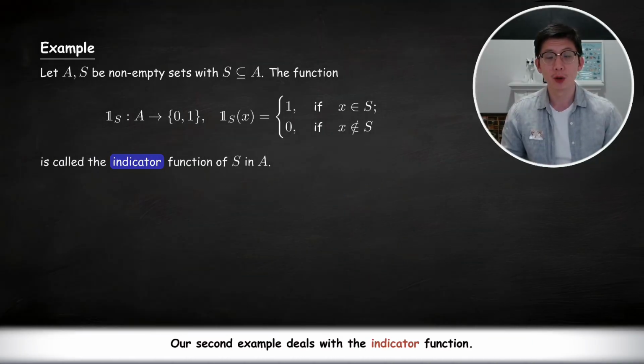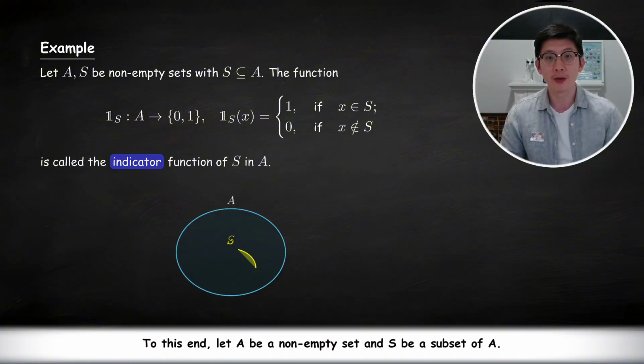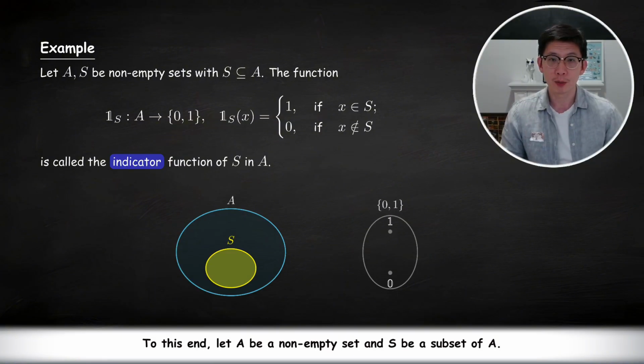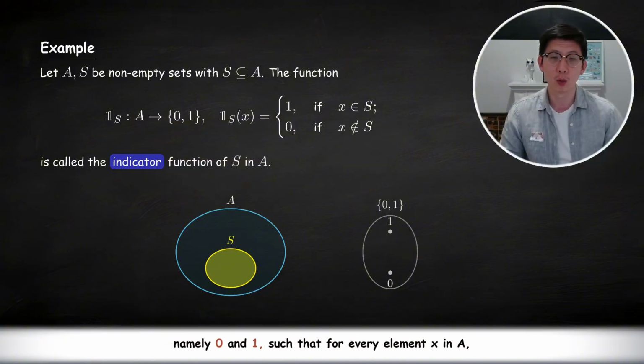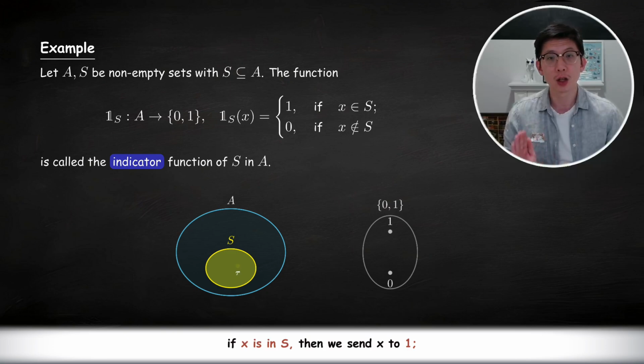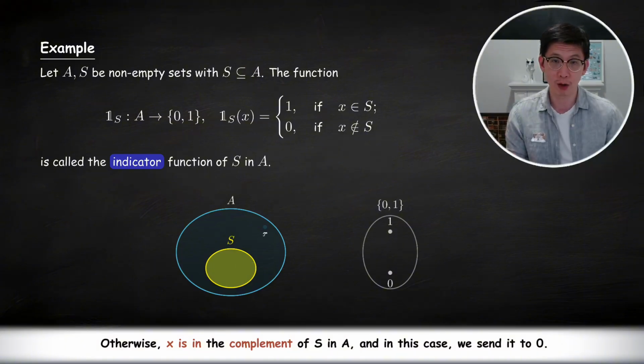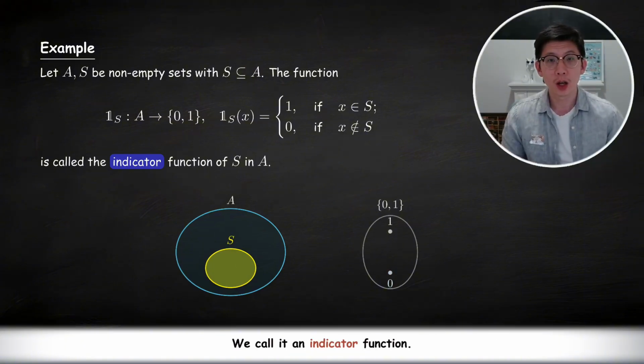Our second example deals with the indicator function. To this end, let A be a non-empty set and S be a subset of A. We construct the function from A to a set consisting of only two elements, namely 0 and 1, such that for every element x in A, if x is in S, then we send x to 1. Otherwise, x is in the complement of S in A, and in this case, we send it to 0. We call it an indicator function.